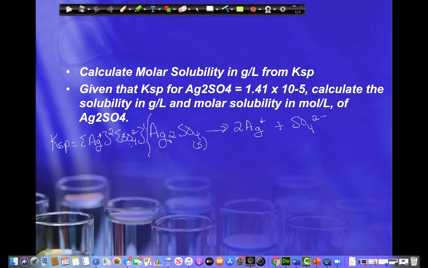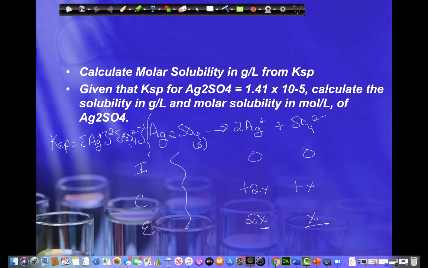I want to get the molar solubility. So how much of this will dissolve in 1 liter of water, how many moles of that? So still the same process. We're going to still put together an ICE table. So this will be 0, this will be 0. This will be plus 2x, this will be plus x. So we are trying to find little x here. So we're trying to figure out how many moles will dissolve in 1 liter. And I know that the KSP value is 1.41 times 10 to the negative 5th.